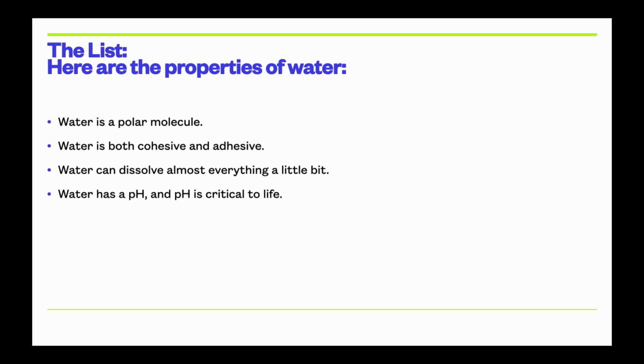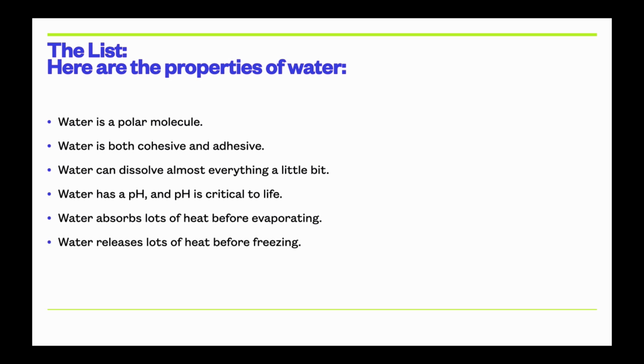Four, water has something called pH. pH is a number that you can measure, and pH is absolutely critical to life. Five, water absorbs a lot of heat before it evaporates. Six, water releases a lot of heat before it freezes. And seven, frozen water, or what we know as ice, always floats on liquid water.